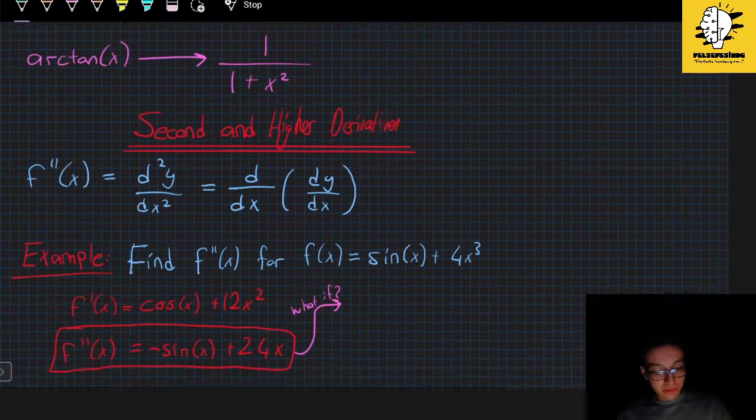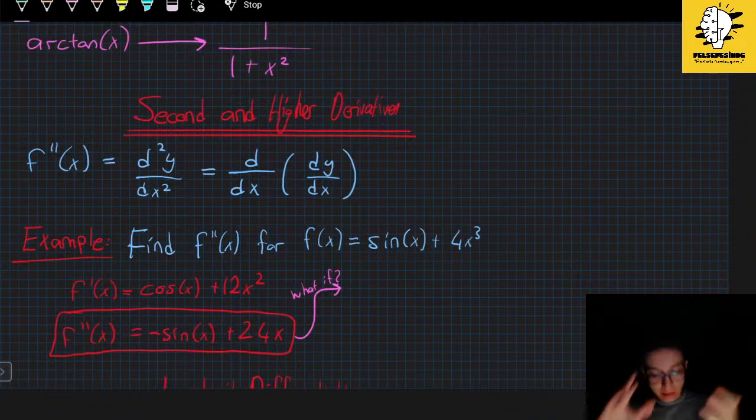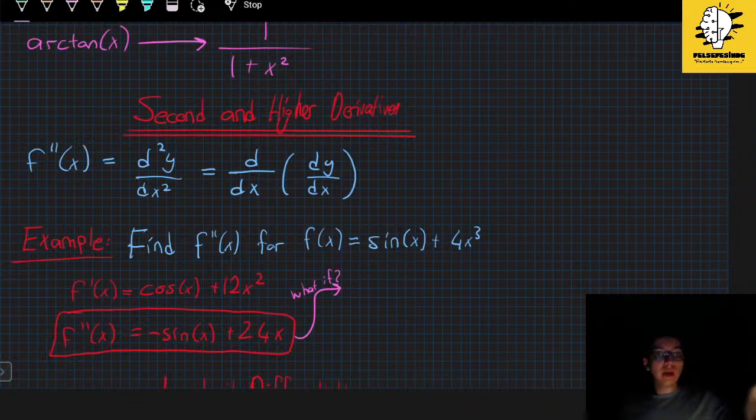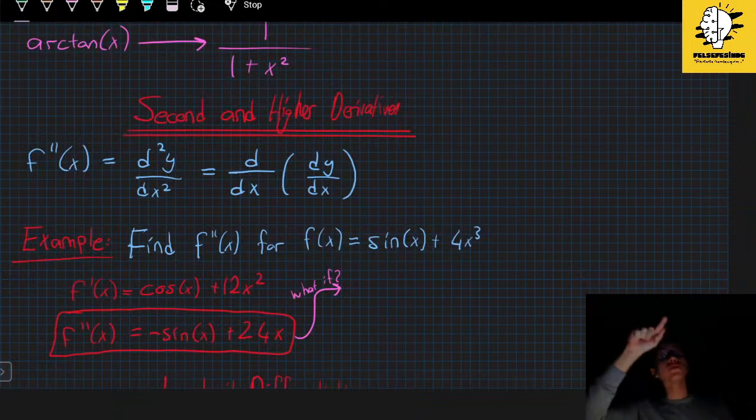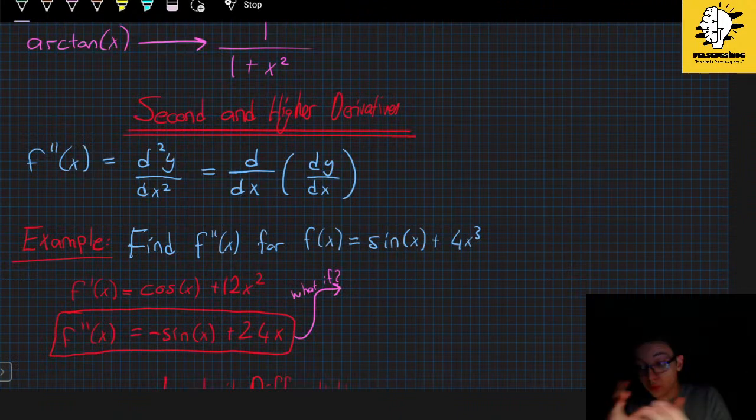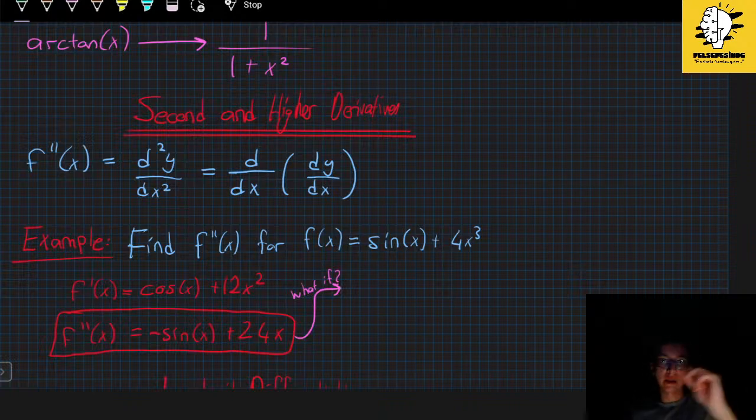Find f second derivative for f(x) is equal to sine x plus 4x cubed. We have also trigonometric and polynomial parts. Let's derive it first, just for once. Derivative of sine x plus 4x cubed. Sine x is cosine x. We know it either from the unit circle diagram, or from your memory, or from your data booklets. Plus 4x cubed, 3 times 4 times x to the power 3 minus 1, meaning 12x squared. This is the first derivative.